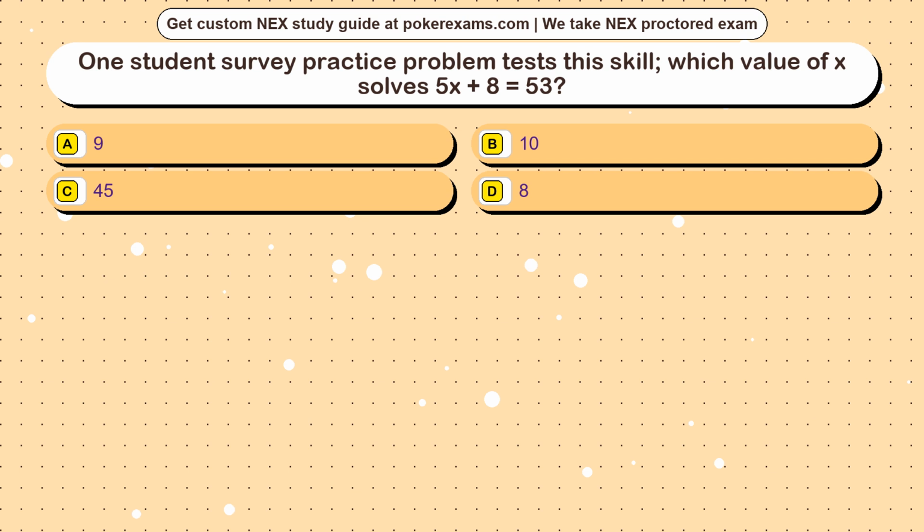Question 11. One student survey practice problem tests the skill. Which value of x solves 5x plus 8 equals 53? Option A, 9. Option B, 10. Option C, 45. Option D, 8.